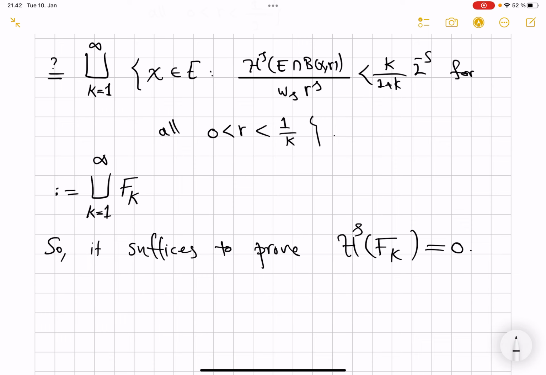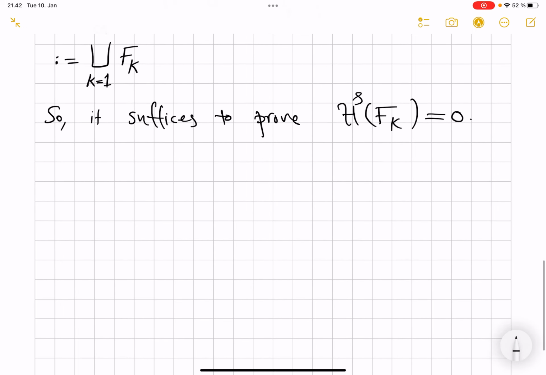By the way, I am also following the proof from Mattila's book. This is chapter 6. My notation is a bit different. Mattila calls this bad set B rather than F, but I didn't like it because I always keep thinking that B means a ball.